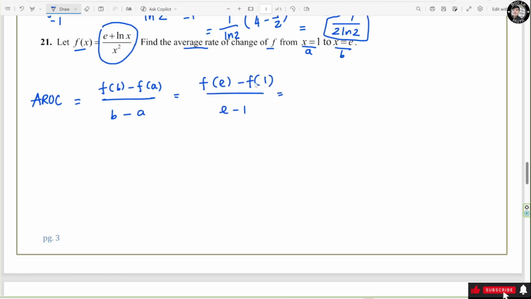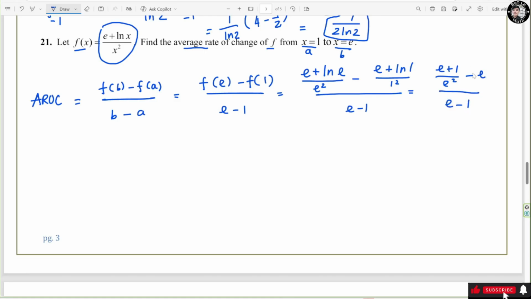Now for f of e, substitute e for s, so we have e plus ln e over e squared, minus e plus ln 1 over 1 squared, divided by e minus 1. So ln e equals 1, so we have e plus 1 over e squared, minus ln 1 equals 0. So it could be e left over e minus 1. Now we're going to multiply the top and bottom by e squared.